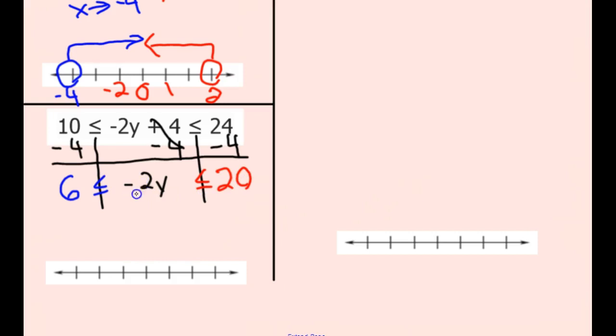So now we need to get y by itself by dividing by negative 2. So divide everything by negative 2. What we're left with on this side is negative 3. Now we divided by a negative number, so we need to flip our sign. Y is what's left in the middle. Now we divided by another negative number, so we need to flip our sign again. 20 divided by negative 2 is negative 10.